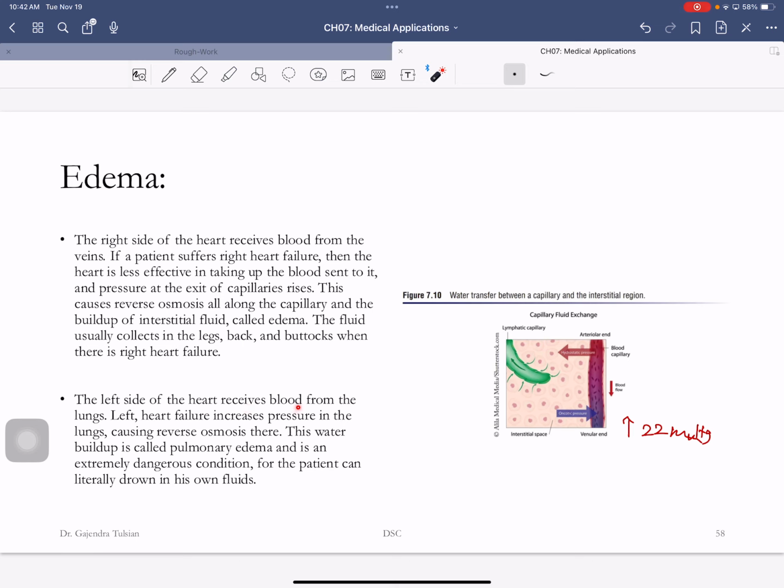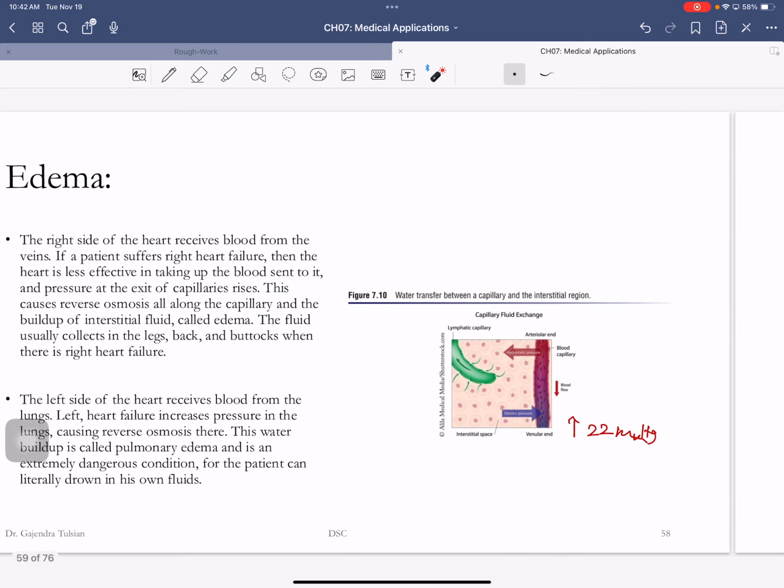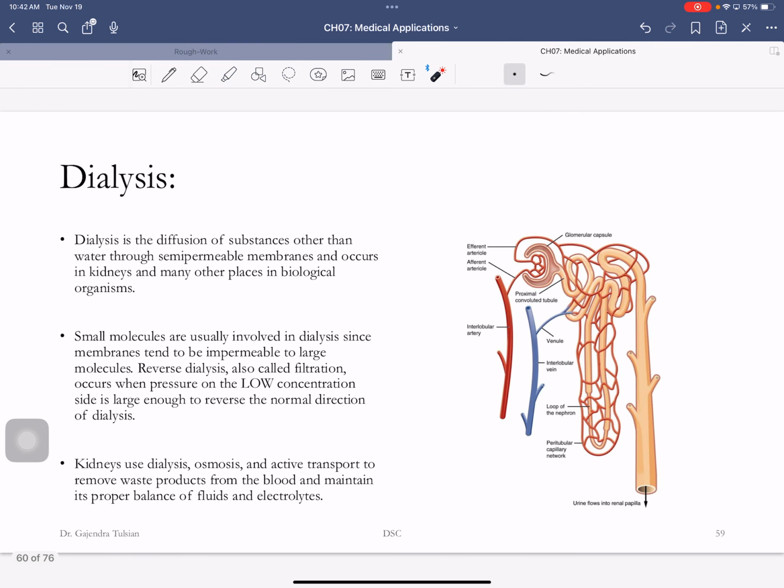So the left side of the heart receives blood from the lungs. Left heart failure increases pressure in the lungs, causing reverse osmosis there. This water buildup is called pulmonary edema and is an extremely dangerous condition for the patient, and you can drown in that.